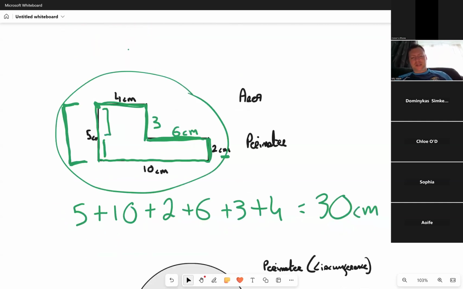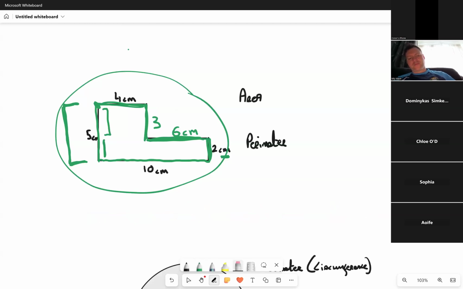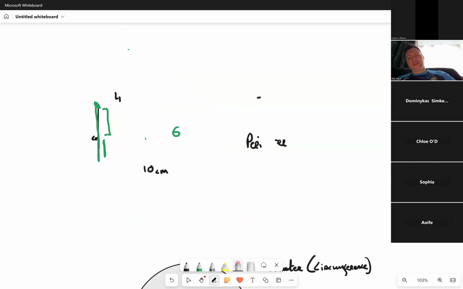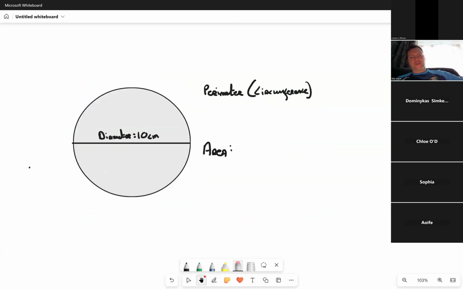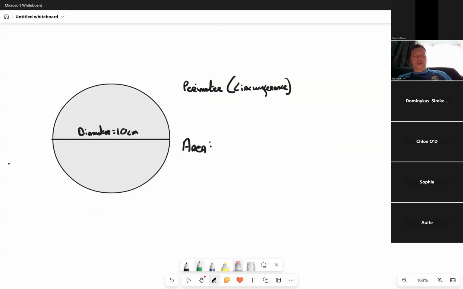Right, last one, lads. And I'm not going to tell you how to do this. You're going to figure it out yourself. This is a little bit different, and it's quite interesting actually how it's done. So in this one we have a circle. Now the problem with a circle is centimeter squares won't fit perfectly into that, will they?